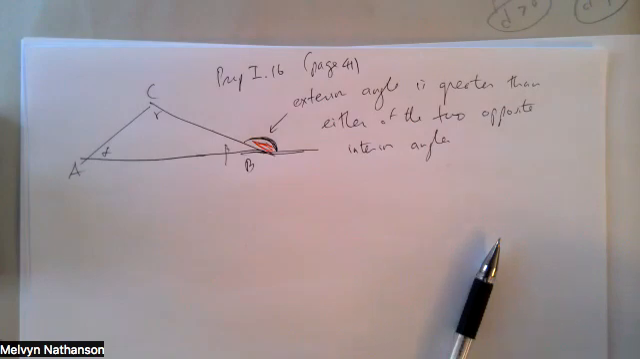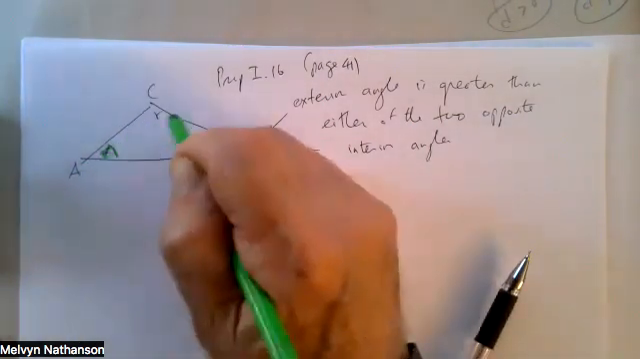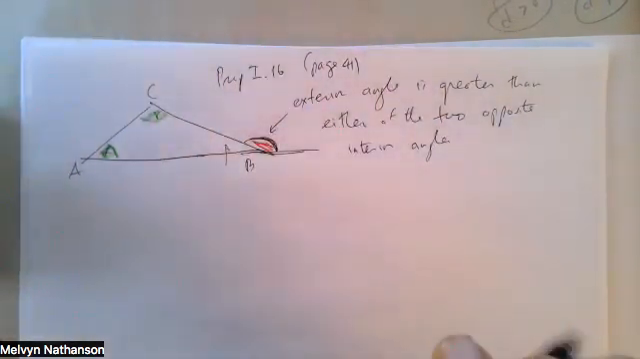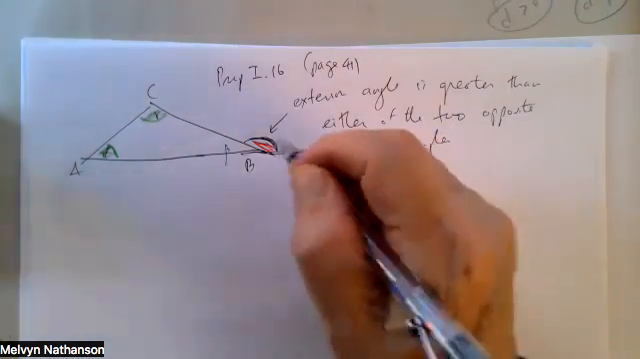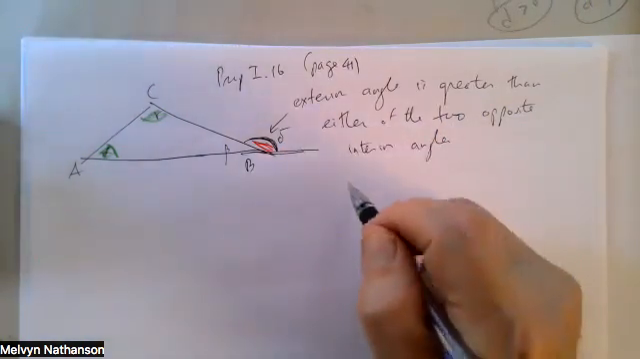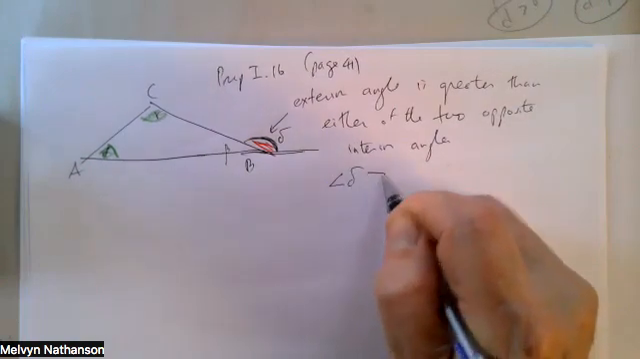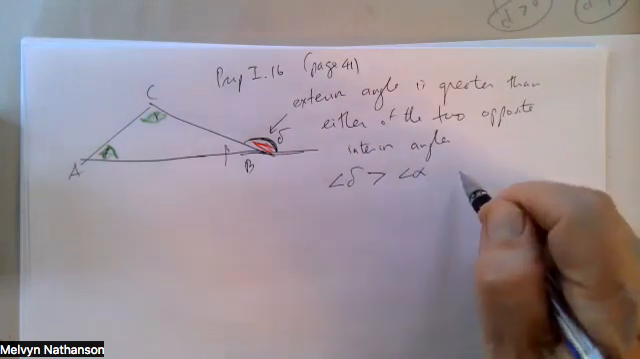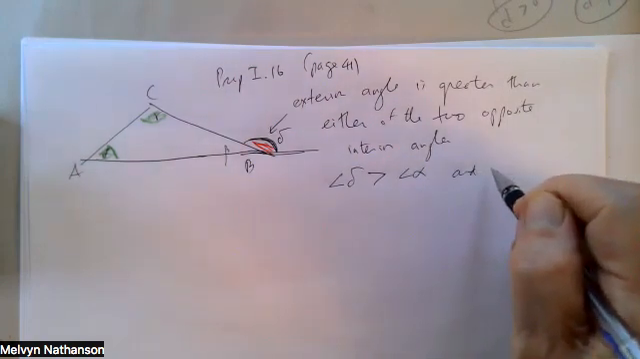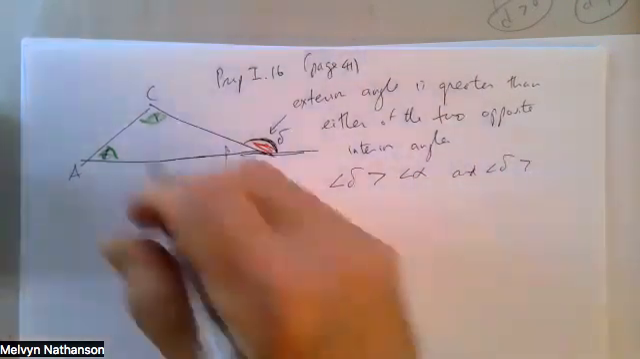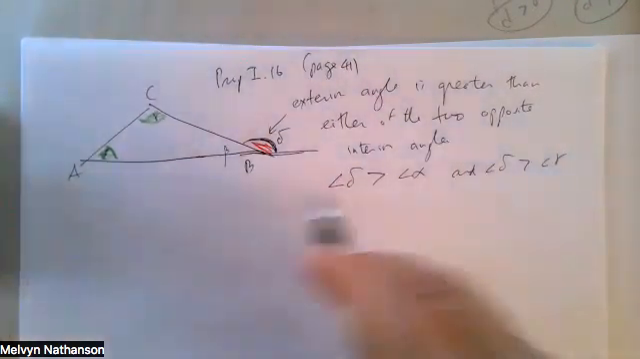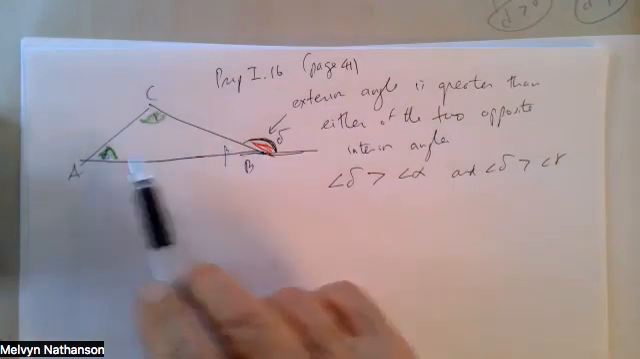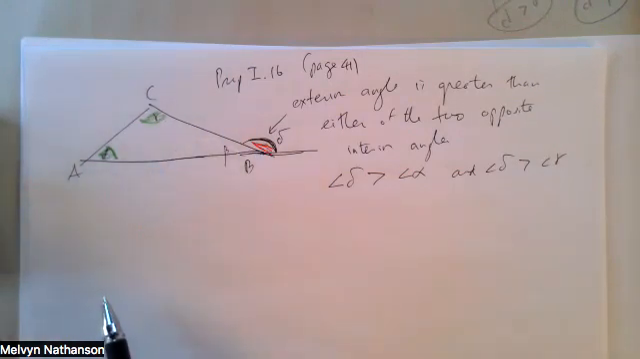which are the two opposite interior angles? This is one and this is one. So this is saying that this exterior angle, let me just call it delta, say, this angle delta is greater than alpha, and this angle delta is greater than gamma. That is, this is bigger than this, and it's also bigger than this. And there's an improvement of this theorem, which is very important.